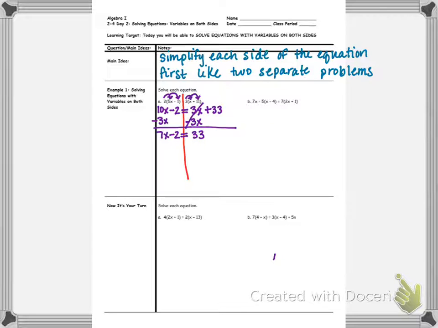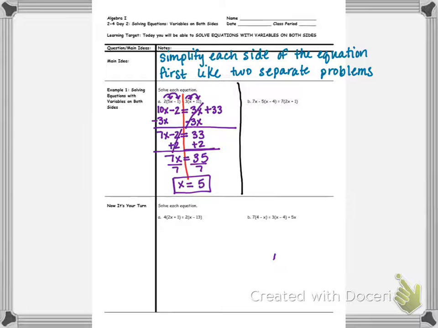I'm just solving like regular, using my inverse operation. So I'm going to do the opposite, and I'm going to add 2 to both sides of the equal sign. 7x comes down. These cancel out to 0. 33 plus 2 is 35. Now I have 7 times x equals 35, so I do the opposite, and I divide by 7 on both sides of the equal sign. x equals 35 divided by 7, which is 5. Okay?